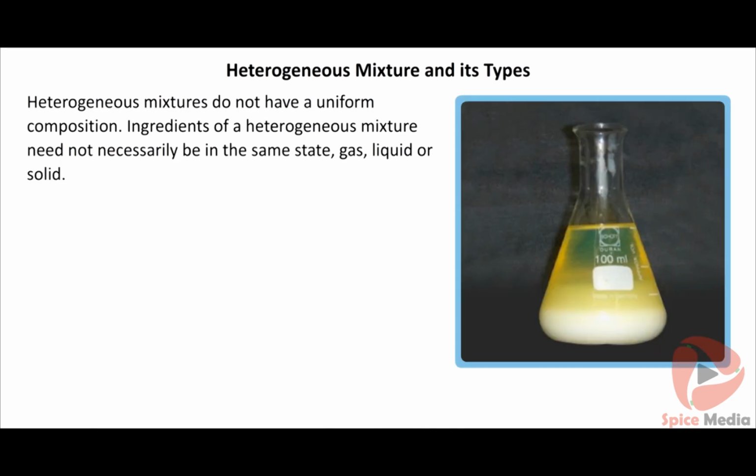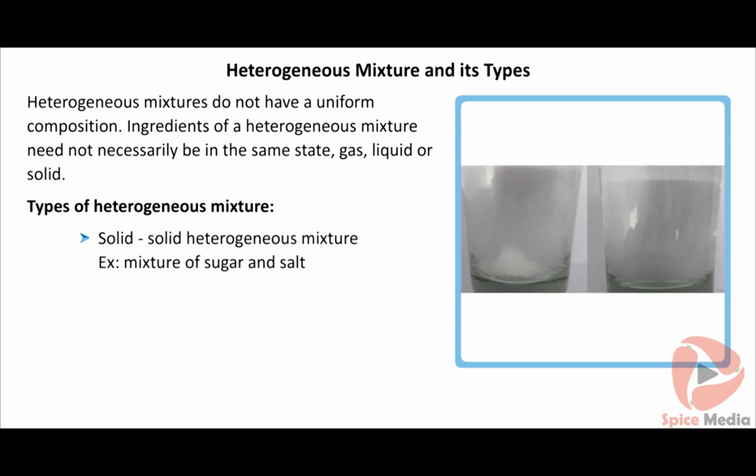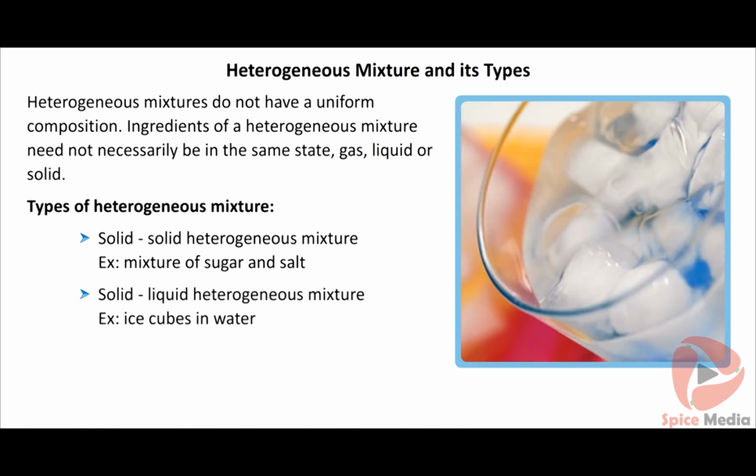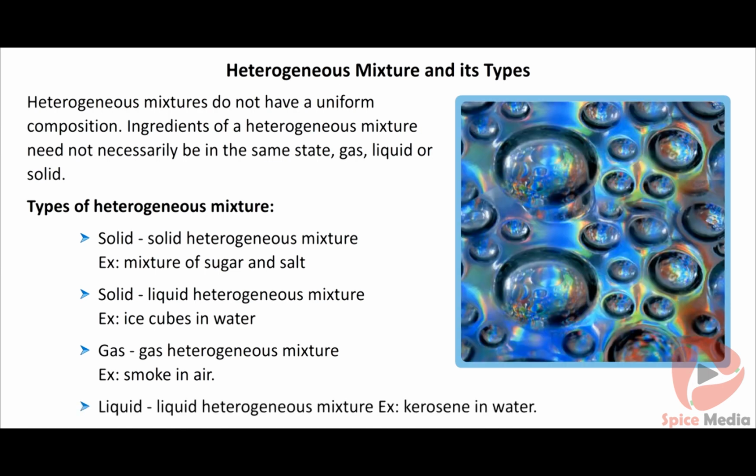For example, if you take dilute buttermilk in a vessel and keep it undisturbed at one place for some time, then the particles settle to the bottom and the water comes to the top. Ingredients of a heterogeneous mixture need not necessarily be in the same state: gas, liquid or solid. Types of heterogeneous mixtures: solid-solid, for example a mixture of sugar and salt; solid-liquid, for example ice cubes in water; gas-gas, for example smoke in the air; liquid-liquid, for example kerosene in water.